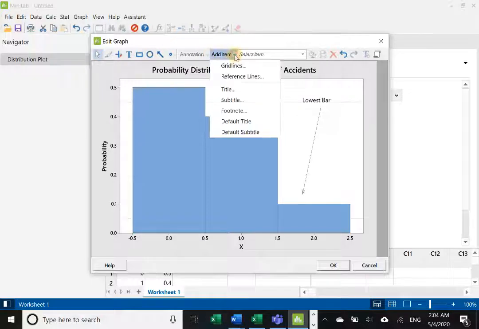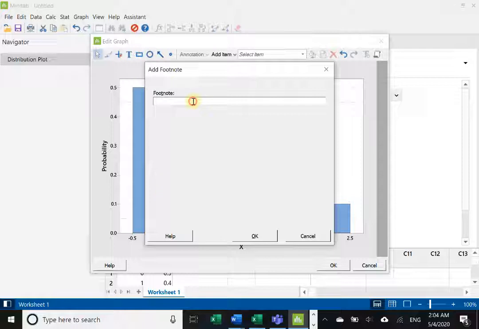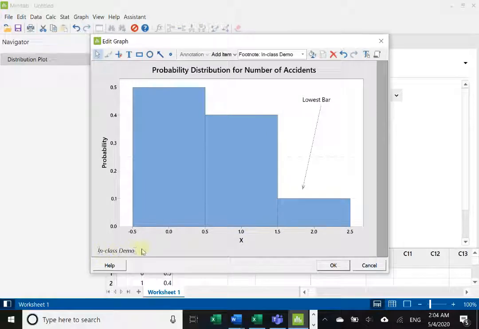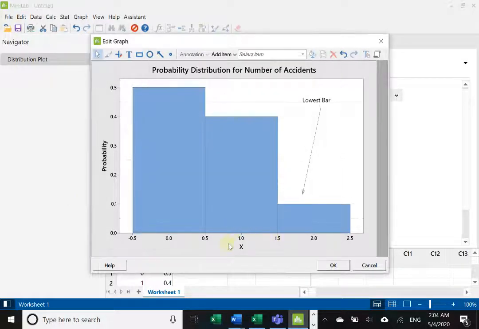What else you can do? You can actually add footnotes. There you go, a footnote. I'm just going to put footnote in class demo. My keyboard is a little small here, so occasionally I have typos. Okay, and hit OK. And right down here, you see, that's my footnote. If you don't want it, double click it, delete it. Okay, and it's gone.